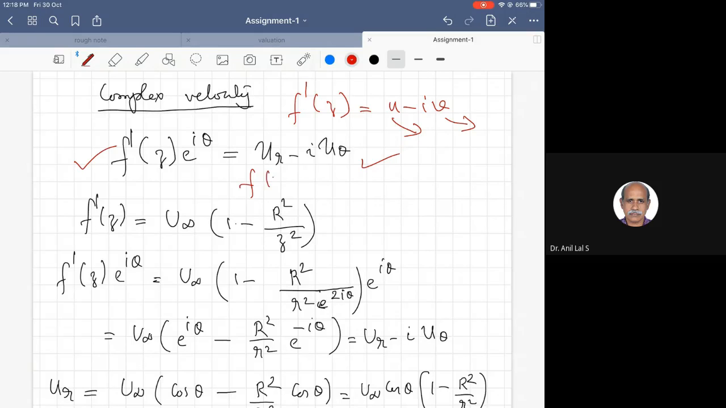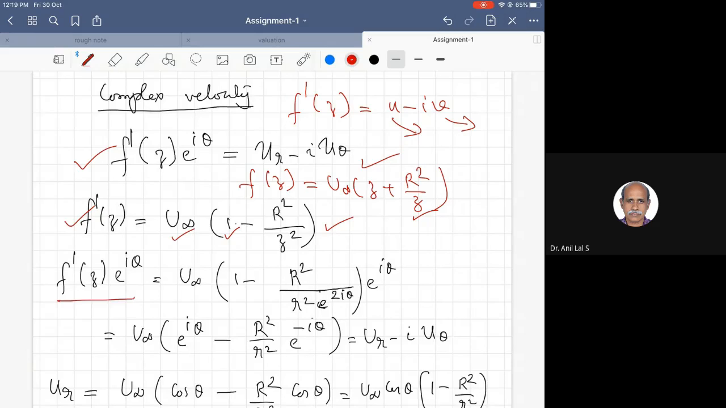Now you have your F(z) equal to u infinity into z plus r squared by z. So find out f dash z. F dash z is equal to u infinity into, the derivative of z gives you 1, plus the derivative of r squared by z gives you minus 1 times z raised to minus 2, so r squared by z squared. That is a derivative, simple differentiation with respect to a single variable z. Right. That would give you f dash z.